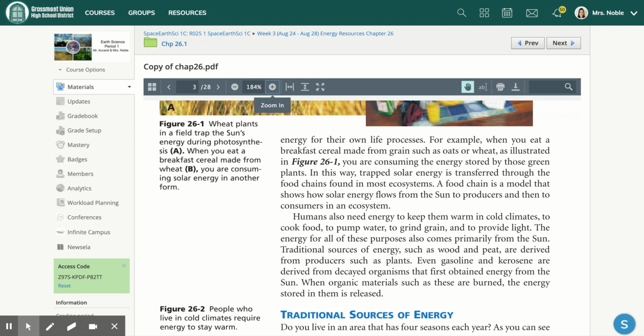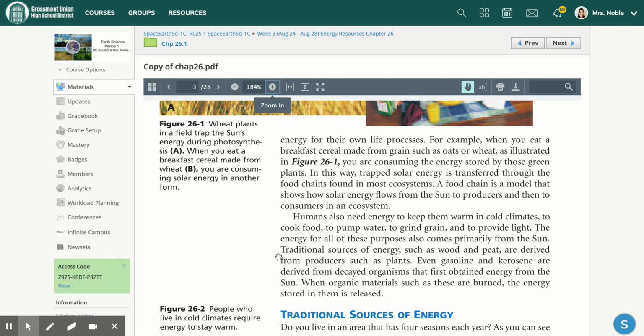A food chain is a model that shows how solar energy flows from the sun to producers and then to consumers in an ecosystem. Humans also need energy to keep them warm in cold climates, to cook food, to pump water, to grind grain, and to provide light. The energy for all of these purposes also comes primarily from the sun.